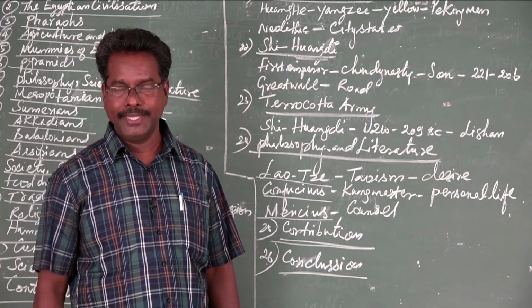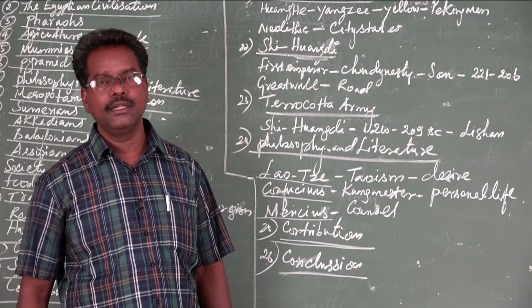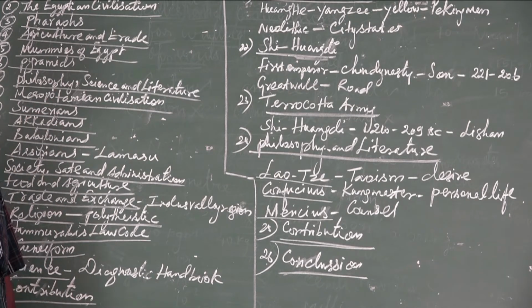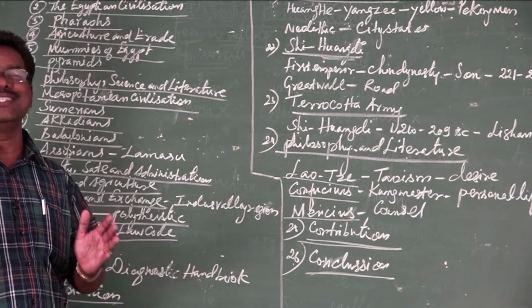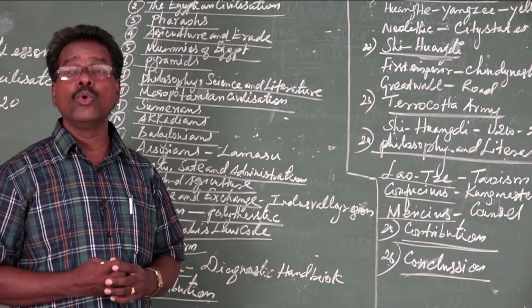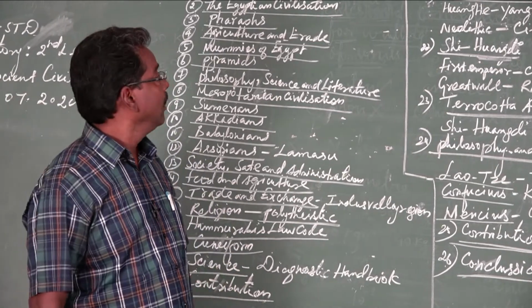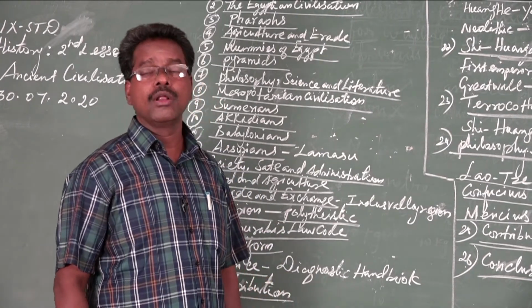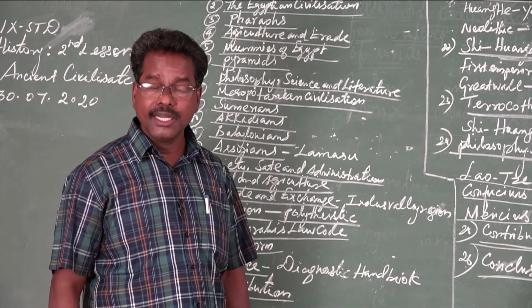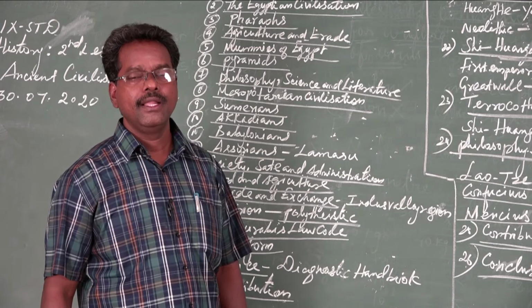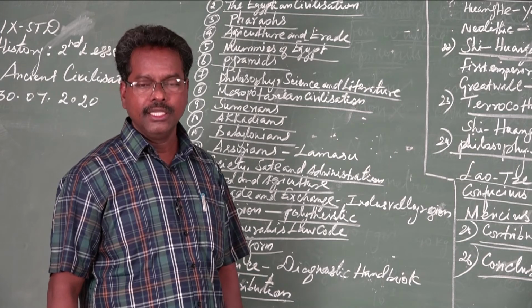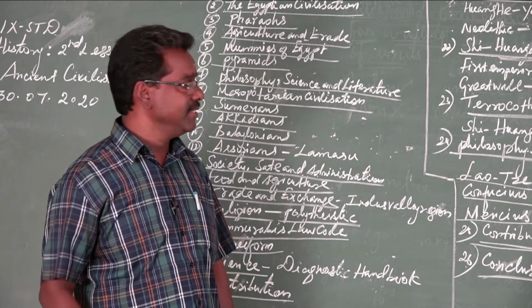From this lesson, I explained what is civilization, what are the early civilizations that flourished in the world, which was the best example of the emergence of Neolithic agro-pastoralist community in the world. What is Egyptian civilization, which is the oldest civilization in the world, who are called pharaohs. What is the agriculture and trade system of the Egyptians? What is known as mummies of Egypt, pyramids of Egypt? What is the philosophy, science and literature of the Egyptians?